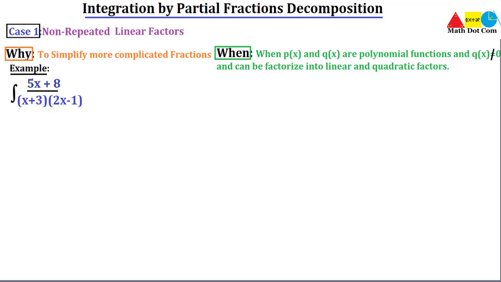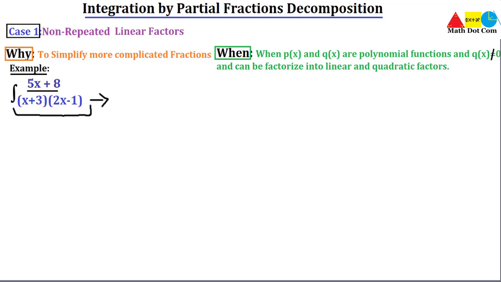Today we are going to discuss case 1 of this method of partial fraction decomposition, as there are multiple cases. In the next lectures we will discuss cases 2 and 3 as well. In this case we will see the non-repeated linear factors. It is clear from here that the factors are non-repeated and linear. Non-repeated means we have x plus 3 one time and 2x minus 1 one time, they are not repeating. And linear means the power of x is 1. These are not quadratic.